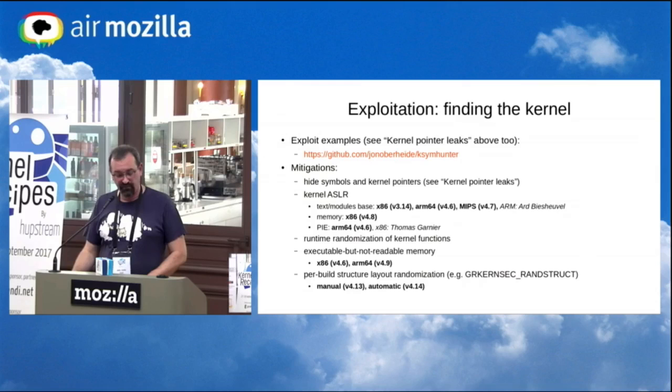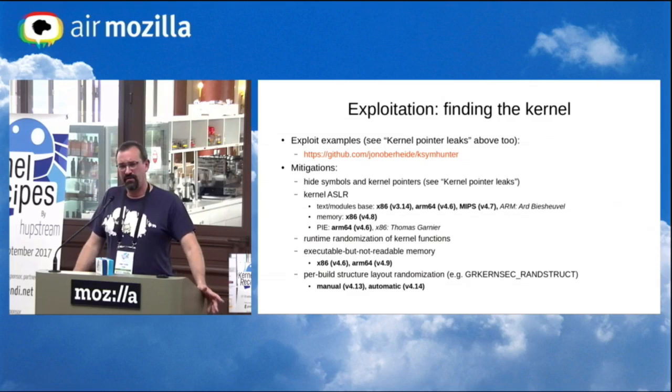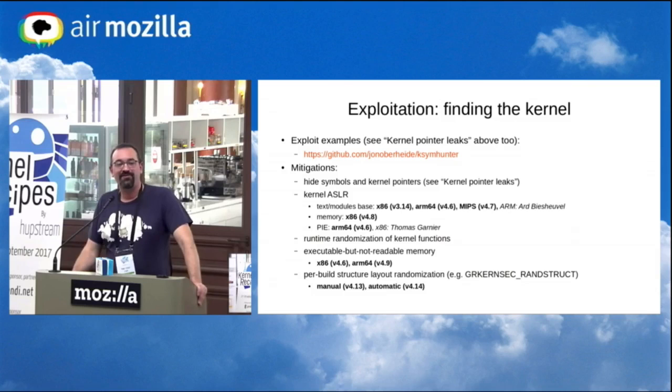But doing kernel ASLR has been interesting. There are some ideas about doing a complete reorganization of the .o files at runtime. That seems expensive, but it's one improvement. There's other work on executable but not readable memory, so you couldn't read out portions of the kernel. I think that's interesting. The user space support has landed for those things in a couple of architectures. But I think tracing people might be upset with this, as you wouldn't be able to actually read out the kernel. And then there's per build structure layout randomization, which is something GR Security wrote a plugin to do.